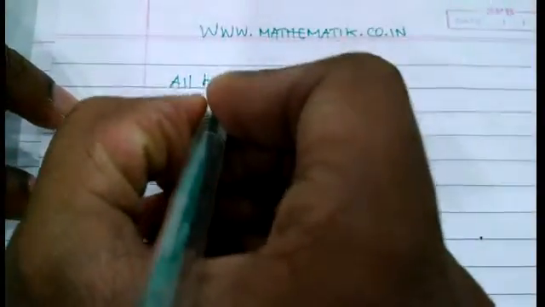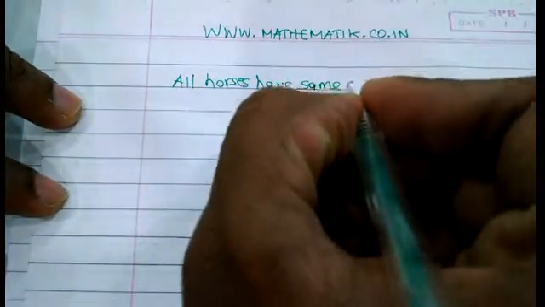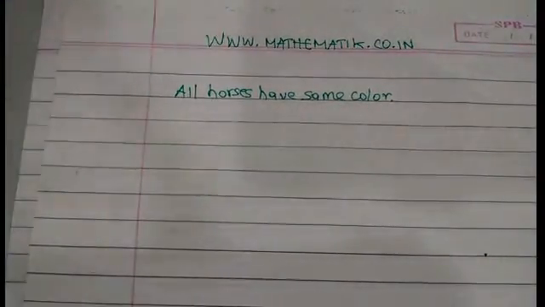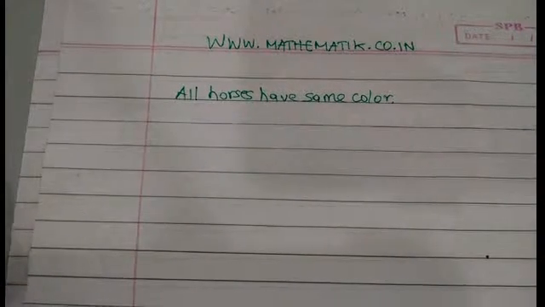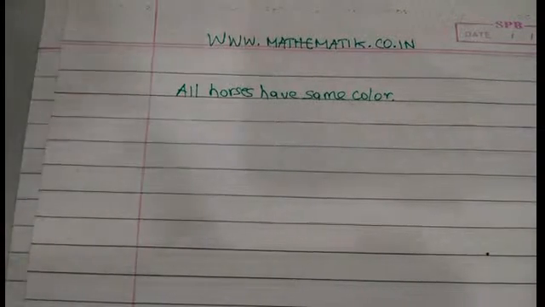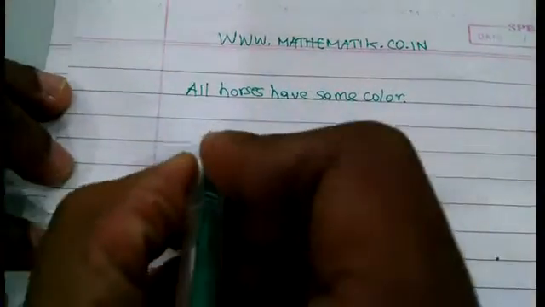All horses have same color. So this is the statement I was talking about, and this statement is quite obviously false, but still I'm going to prove the statement using the principles of mathematical induction. But wait, this statement, first of all, it does not even look like a mathematical statement. So our first task is to rephrase this statement into a proper mathematical statement. Only then we can use mathematical techniques to prove it. So let me rephrase it.